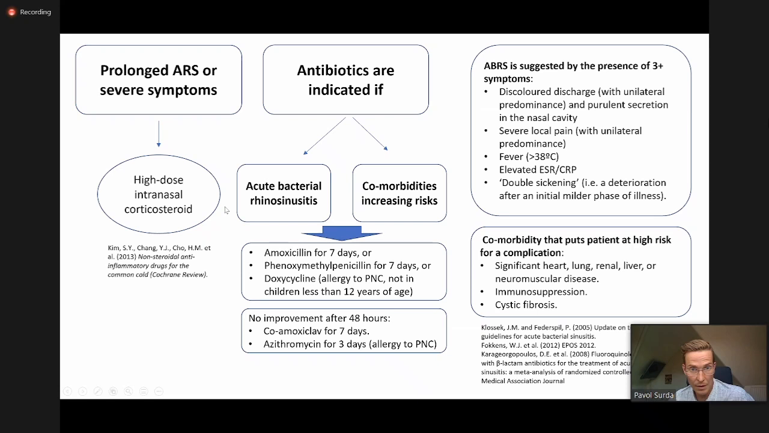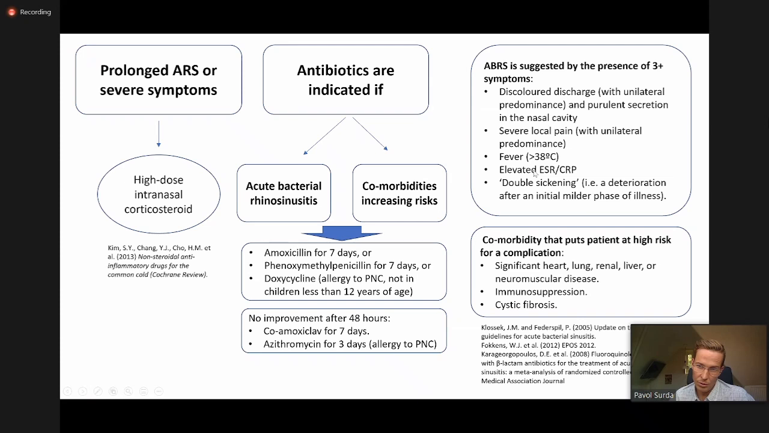These situations are if there is acute bacterial sinusitis or if there are significant comorbidities, then we would recommend amoxicillin for 7 days or phenoxymethylpenicillin for 7 days, or if there is allergy, doxycycline. If there is no improvement after 48 hours, treatment should be co-amoxiclav, or azithromycin in case of allergy to penicillin again.